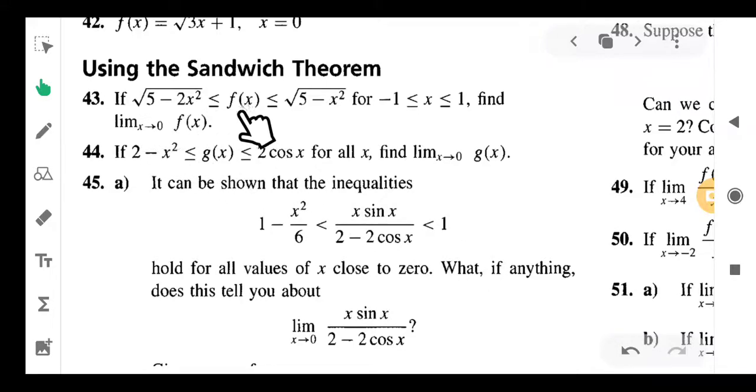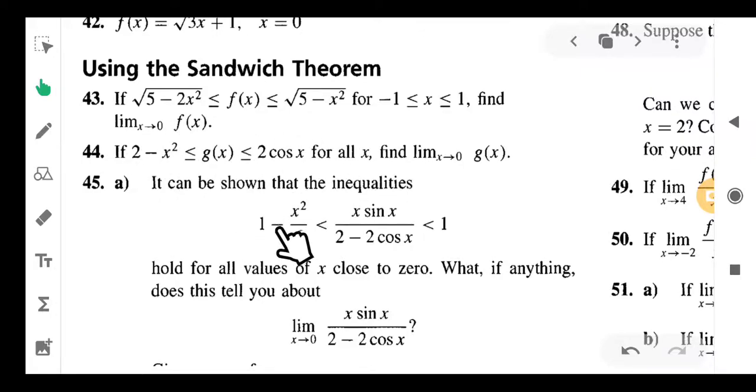Now these are the homeworks which you can do. First one, if f of x is sandwiched in between root of 5 minus 2x square and root of 5 minus x square, what is the value of the limit of f of x as x tends to 0? It's quite simple. You will be getting an answer as root 5, because here it is 0, here it is also 0. So the value of the limit will be root 5 less than or equal to limit less than or equal to root 5. Therefore, you will be getting the value of this limit as root 5.